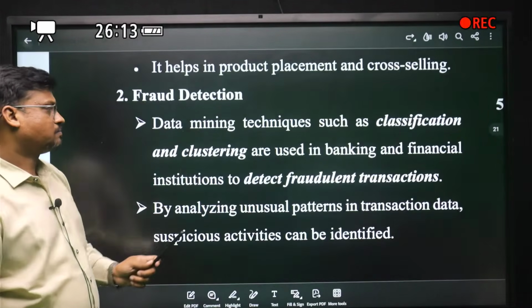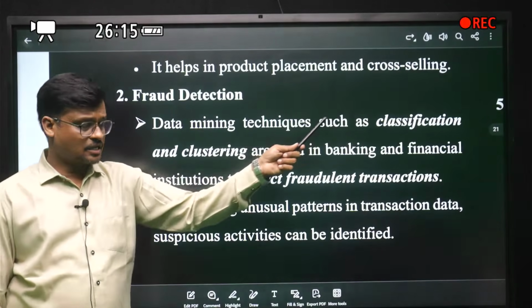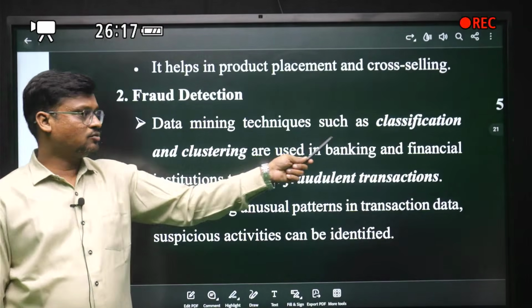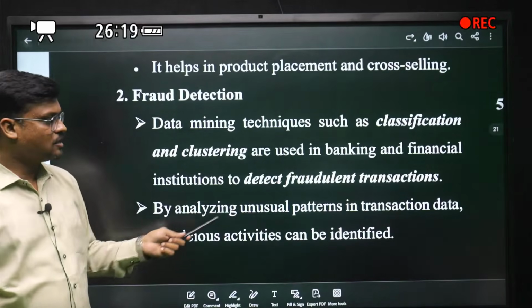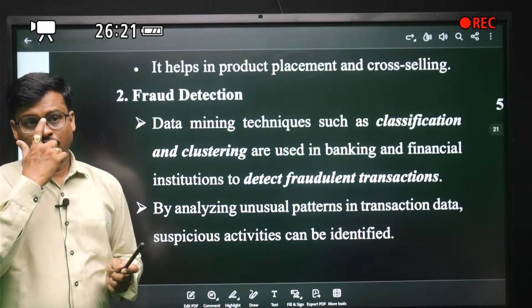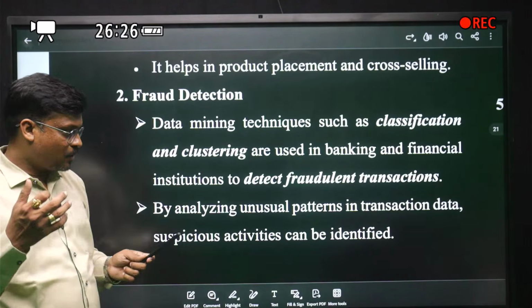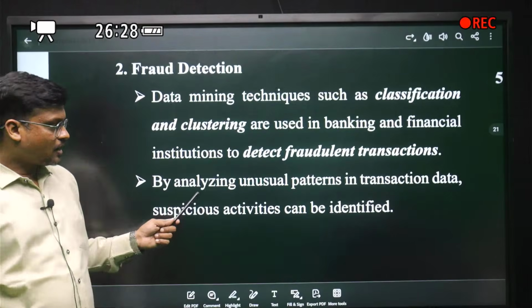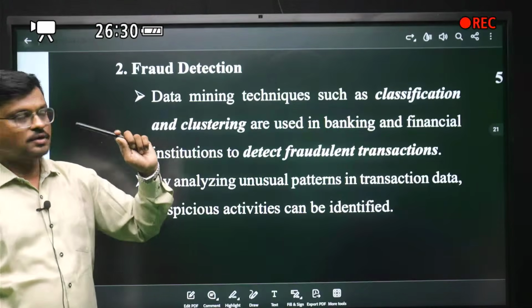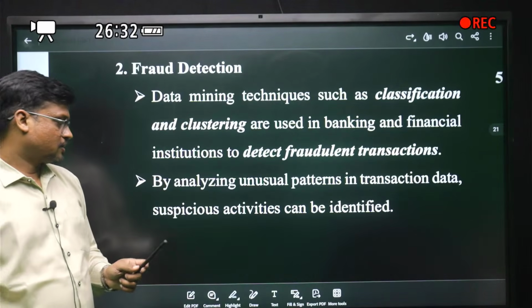Fraud detection. Data mining techniques such as classification and clustering are used in the banking and financial sectors so that you will be able to detect fraudulent transactions. Any transaction which comes with abnormal patterns, you can identify as a fraud. That is fraud detection.